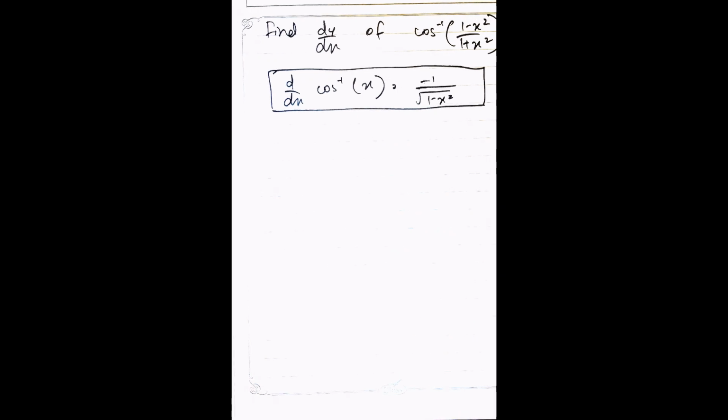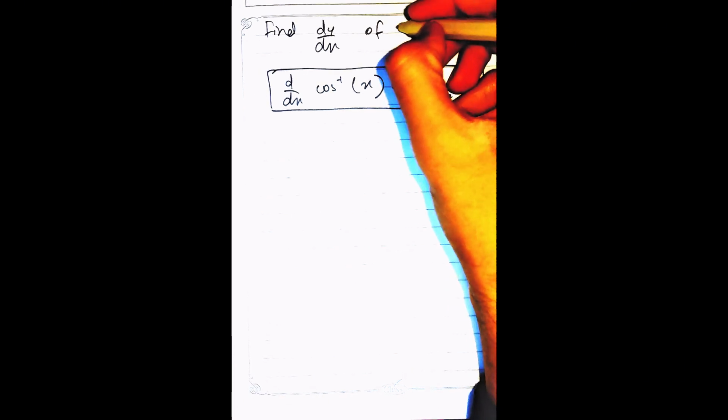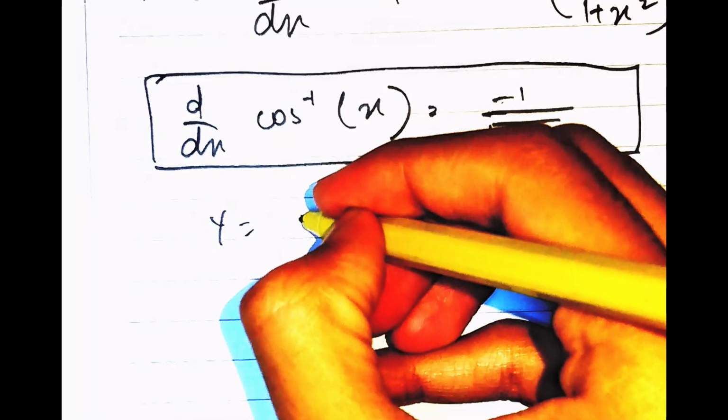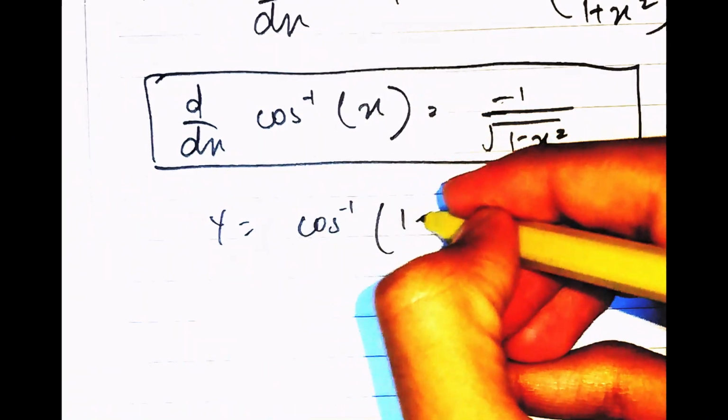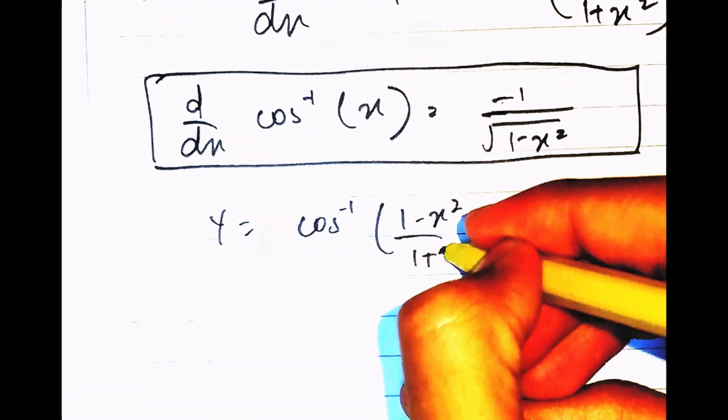Okay, folks, I want you to try this question on your own, and after that, watch my solution. Now we have to find the derivative of cos inverse (1 minus x squared divided by 1 plus x squared). So this is my function, right? We have y is equal to cos inverse (1 minus x squared divided by 1 plus x squared).